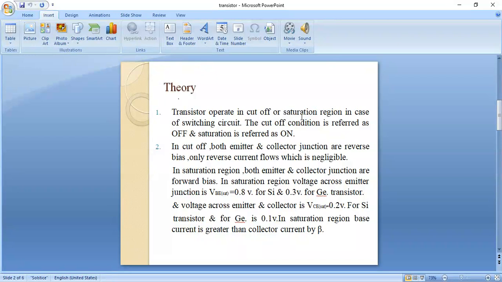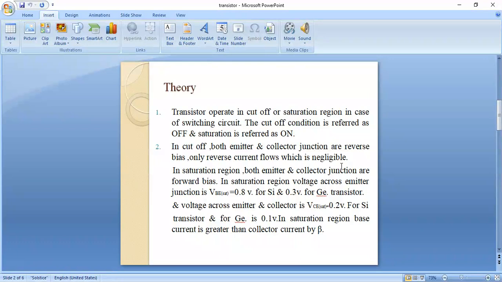Cutoff condition is nothing but the off condition, and saturation condition is referred to as the on condition. You know already that in the cutoff condition, both the emitter and collector junctions are reverse biased. In the case of reverse bias, only reverse current flows, which is negligible. And in the saturation condition, both emitter and collector junctions are forward biased.